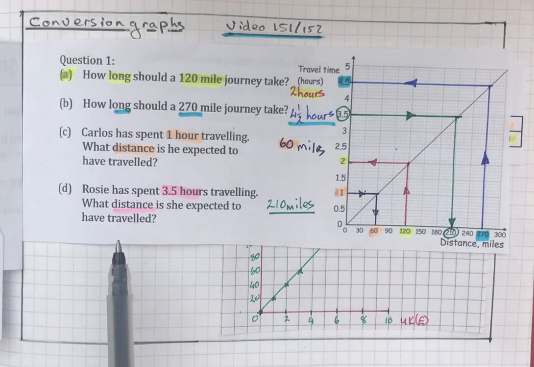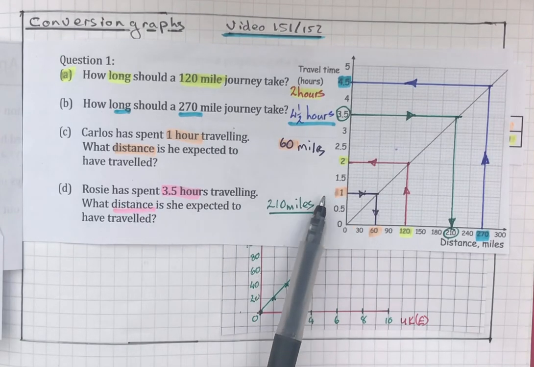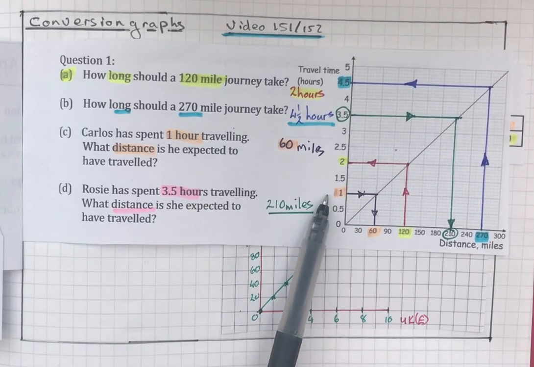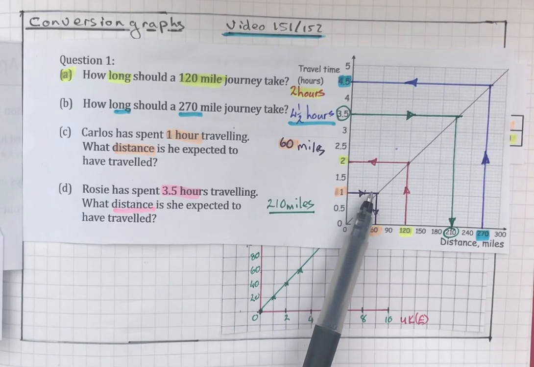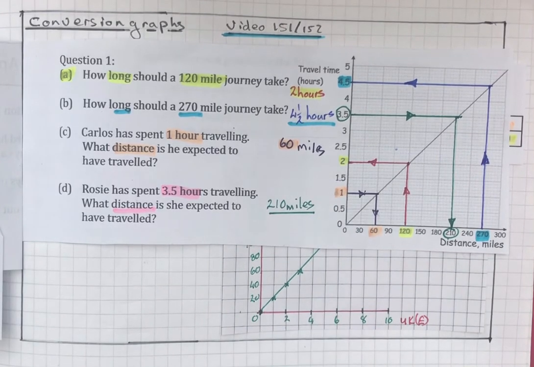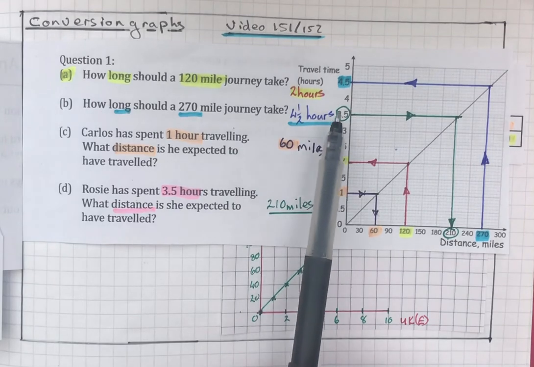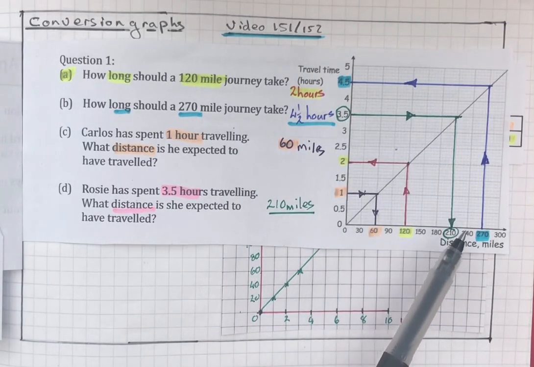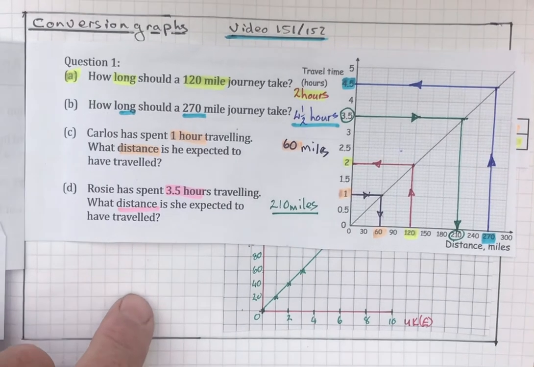Carlos spent 1 hour travelling. How far should he have gone? This time round I go up to the y-axis and I go along from 1 and down. He should have covered 60 miles. If Rosie has spent 3.5 hours travelling, what distance is she expected to have travelled? Well, if I find 3.5 here in the green, along and down, she should have covered 210.